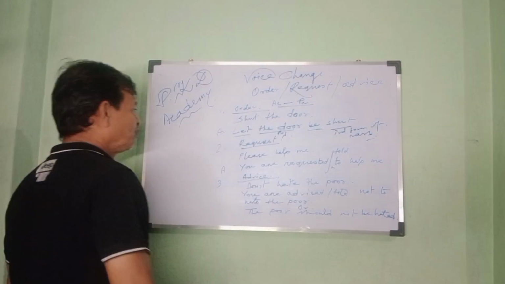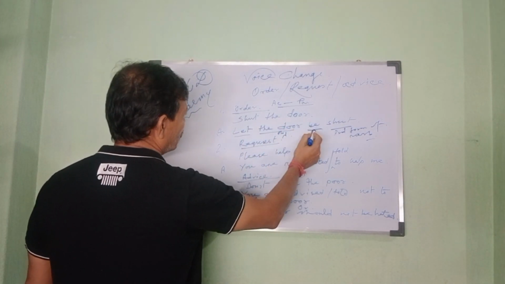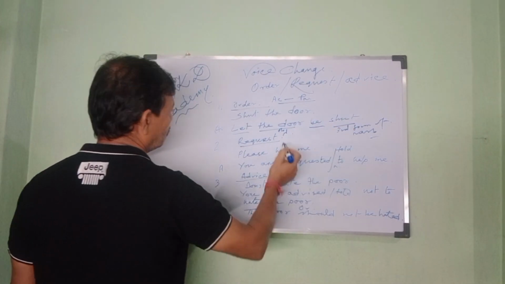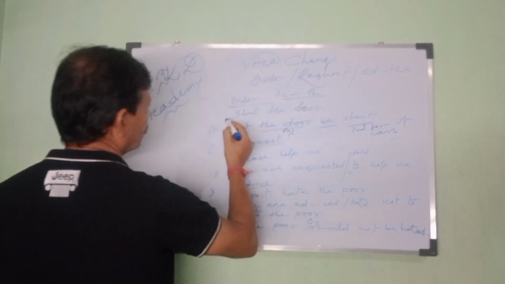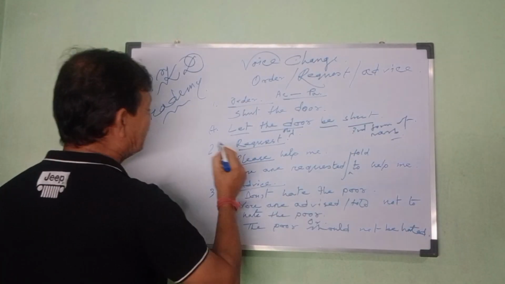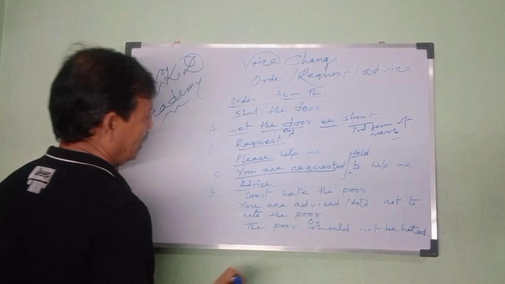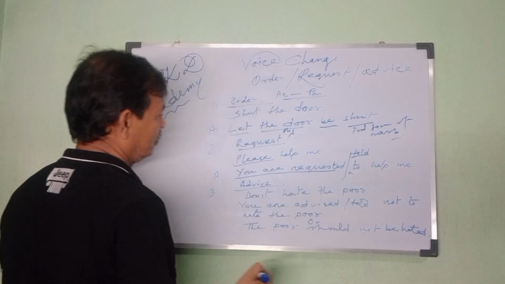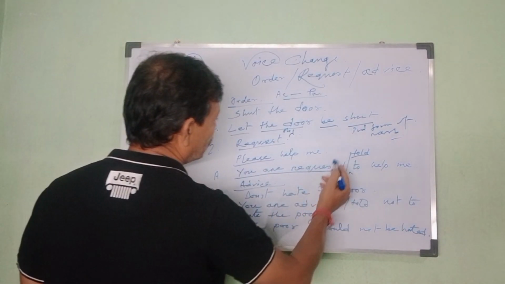You see, again, shut the door: let, object, be verb, then the third form of the verb. That means let the door be shut, in case of order. And in case of request, here is please. For please, you have to take you are requested or told and add to help me. It is very easy. Only you are requested to help me.